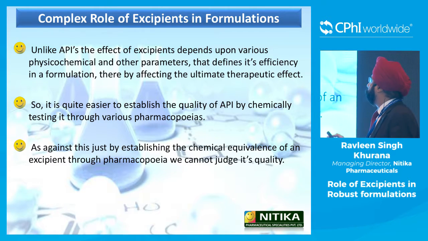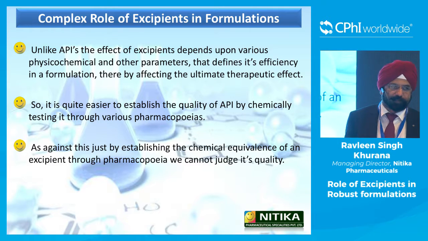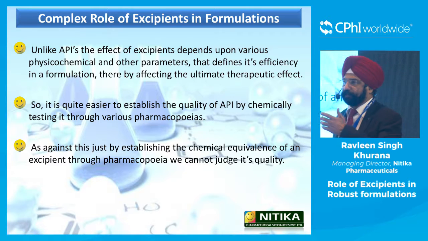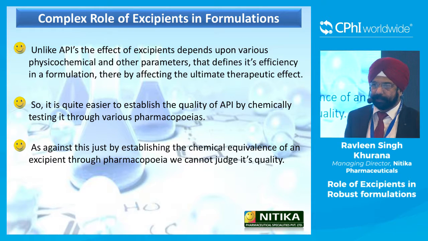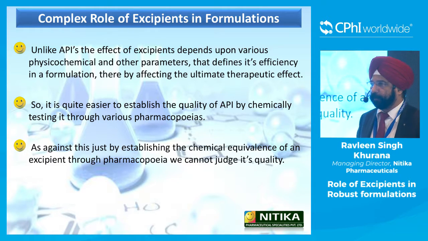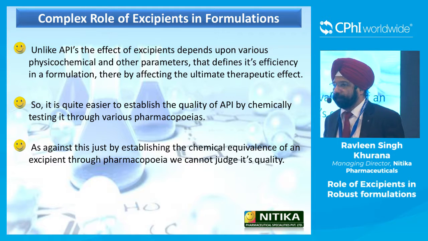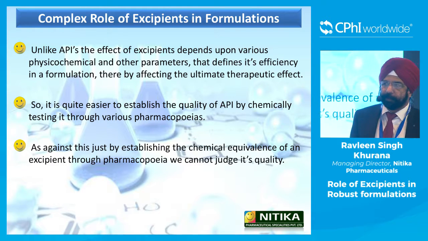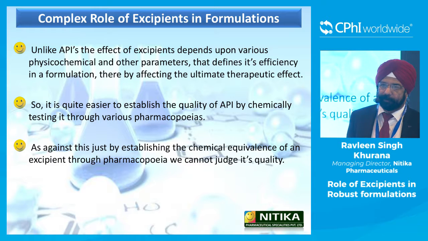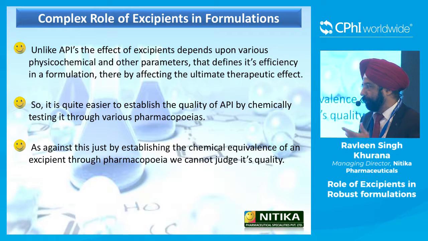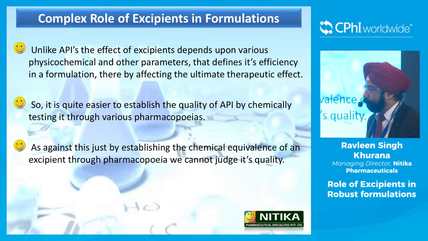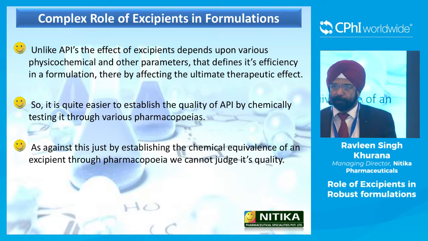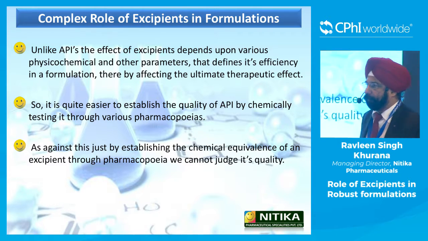It's quite easy to establish the quality of API by chemically testing it through a pharmacopoeia. For example, if you are testing paracetamol by USP, you are almost sure that it's going to perform. Against that, if you test, say, magnesium stearate by USP and it passes, you can't say how it's going to perform in a formulation, because surface area, which is a critical parameter of magnesium stearate, is not defined in the USP. So establishing the chemical equivalence, which pharmacopoeia normally does, will not help you a lot in determining the quality of an excipient.